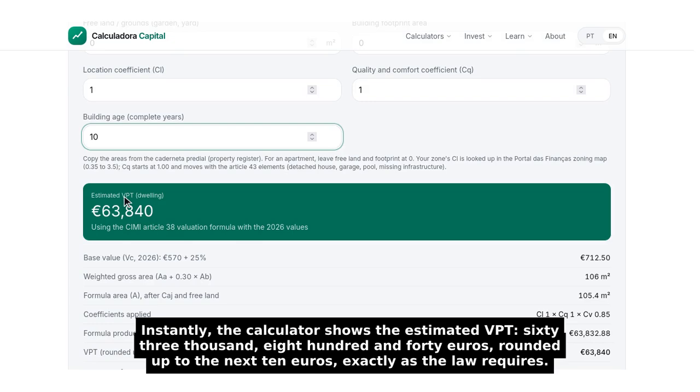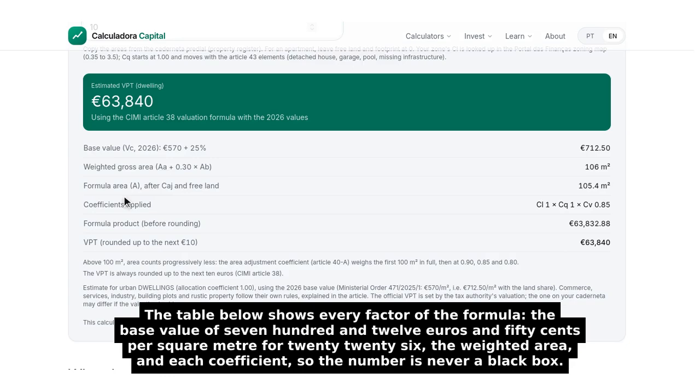63,840 euros, rounded up to the next 10 euros, exactly as the law requires. The table below shows every factor of the formula. The base value of 712 euros and 50 cents per square meter for 2026, the weighted area, and each coefficient, so the number is never a black box.